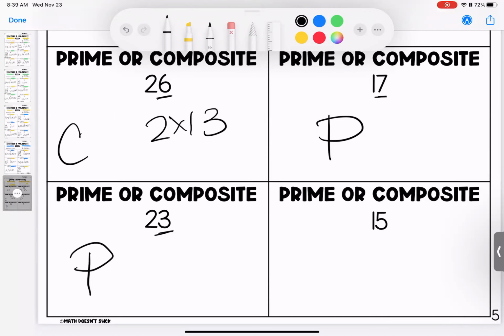And then the last one, 15, this is composite. We know 3 times 5 is 15. That's an easy one to pull out if we're unsure.